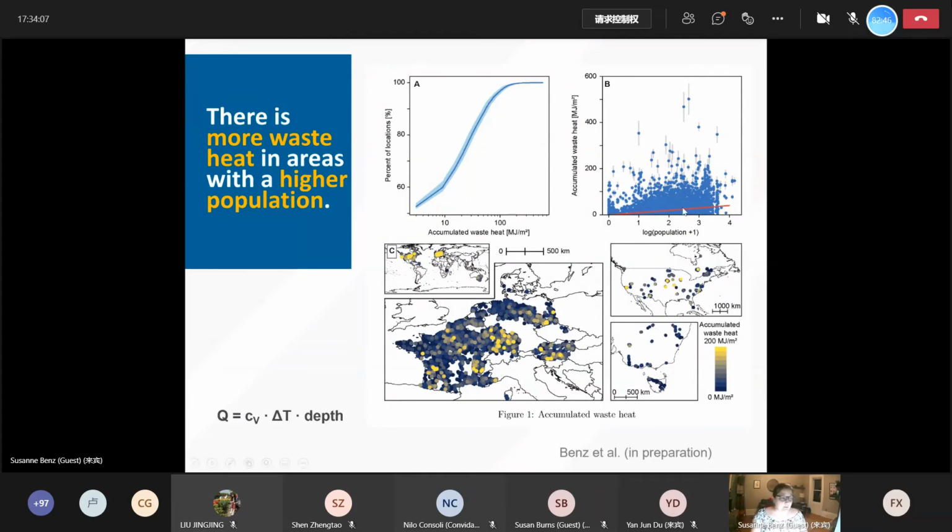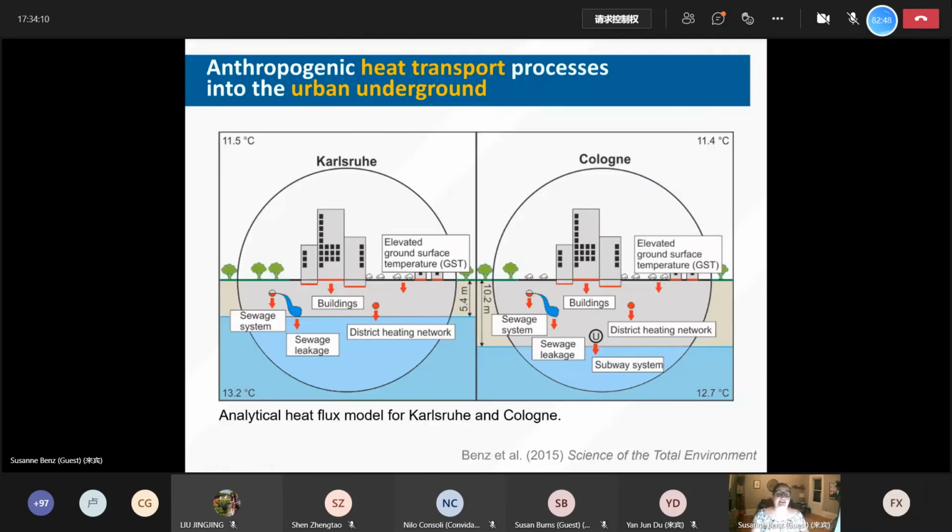Okay, now I want to try and answer the question where this heat actually comes from. So far I've just told you it is there. Now I want you to understand why this heat accumulated in the underground. And this is very simply due to anthropogenic heat transport processes into the urban underground. This is a study from a couple of years ago, but I still believe it's one of the best examples, just showing you the different processes.